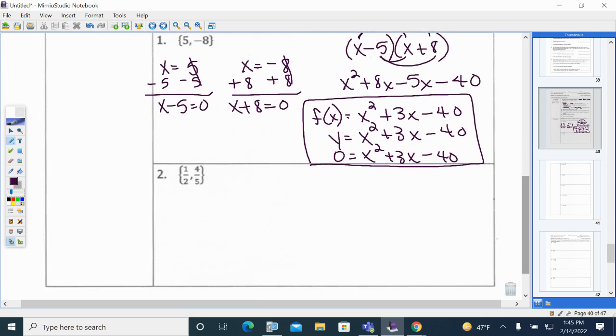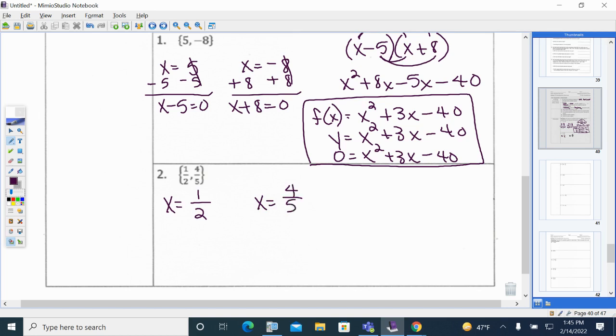In number 2, we've got fractions. So I'm especially anxious to see how y'all do with the fractions. The steps that are listed in the notes are exactly what we need to do. Again, our roots are 1/2 and 4/5. So that's what x is equal to. Set x equal to those roots.